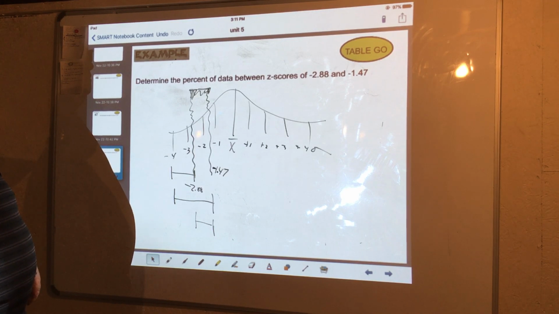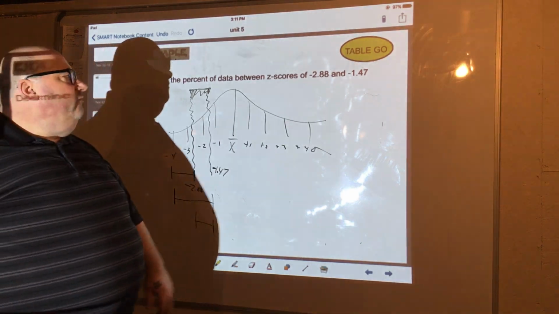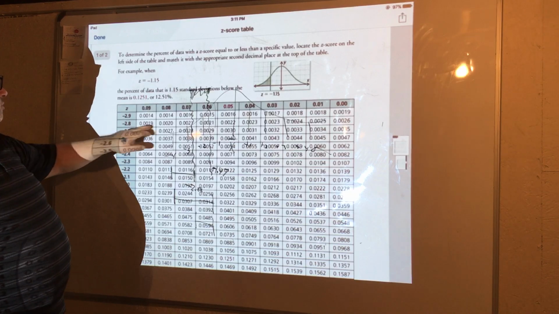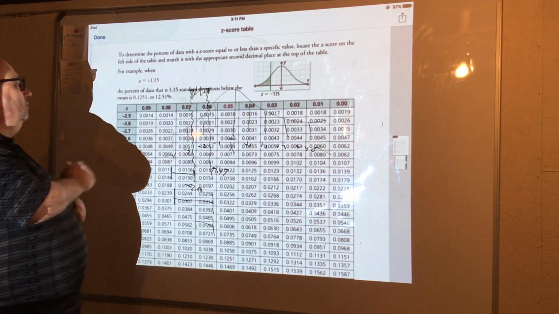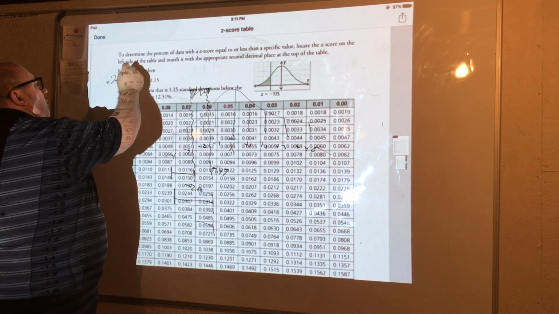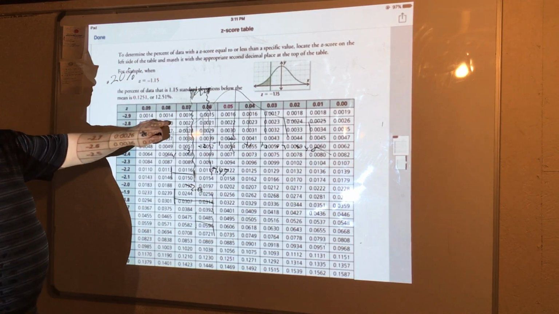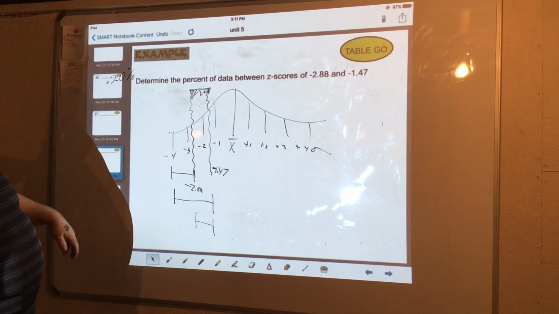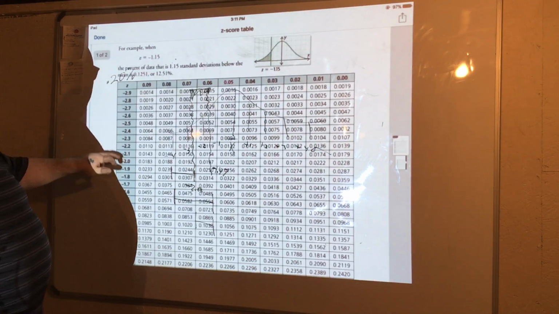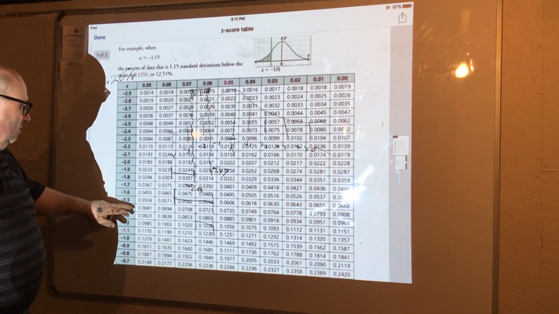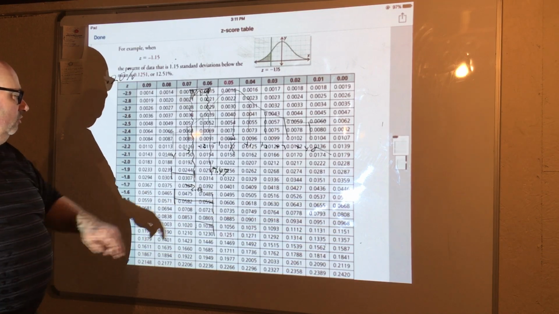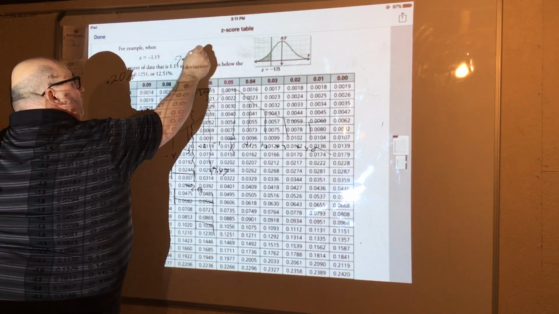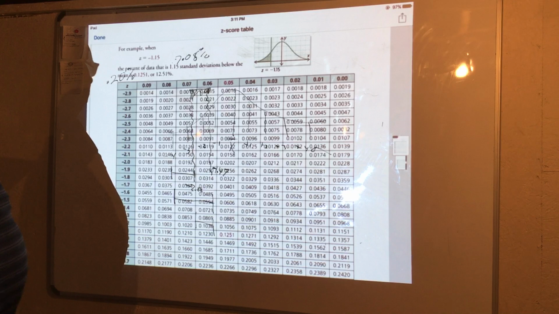So, you want to see what that is? 2.88 and 1.47. Let's go. So, negative 2.88, 0.0028. So I'm just going to change this into 0.20%, because it's 0.0028. And what was our other number? Negative 1.47. Let's go negative 1.47. So negative 1.4, and then over to 7. 0.0708. So that would be 7.08%. All right, let's go back.